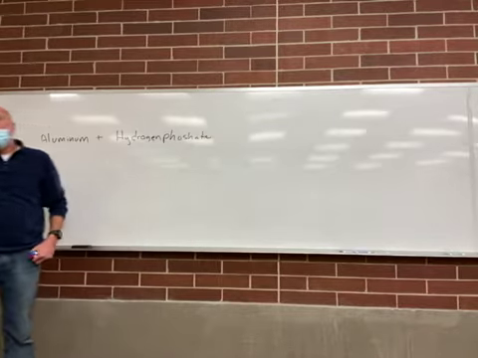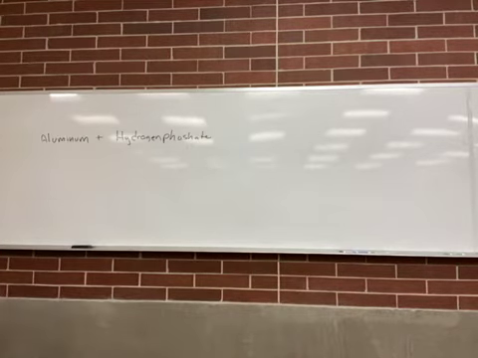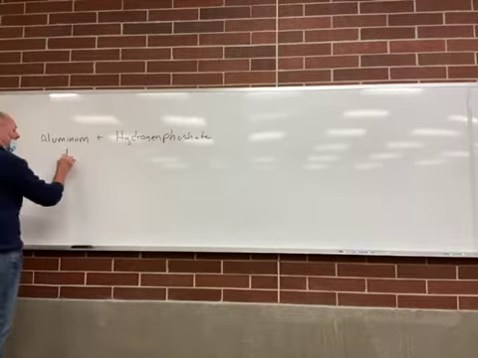Okay, so what's the formula for aluminum hydrogen phosphate? Well, I've got a little work to do. I need to know what the aluminum looks like. When I look at the periodic table, I know aluminum wants to lose 3 electrons, so aluminum becomes Al3+.